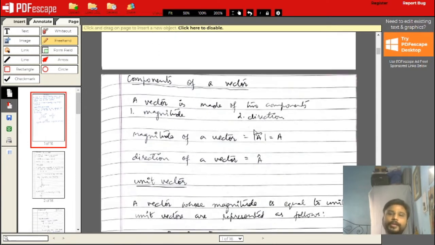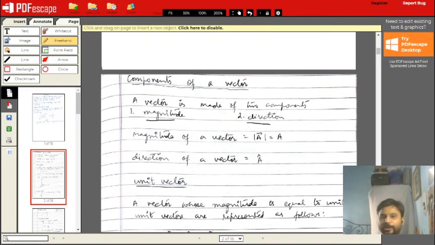Next, what a vector is made of. That is components of a vector. The vector is made of two things which we already studied in its definition. First, it is made of a magnitude, and second, it's made of some direction. The magnitude of a vector is represented by writing the vector, that is A with an arrow, and putting a mod sign, that is two parallel lines to the left and right of it. So this is called the magnitude of vector A.